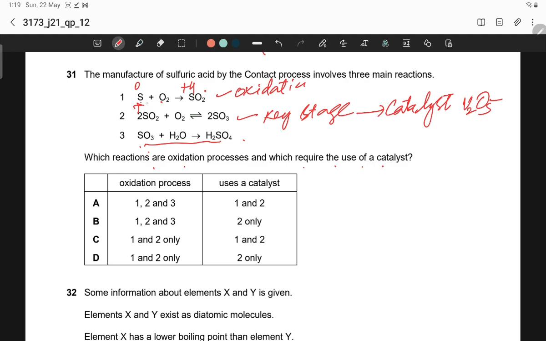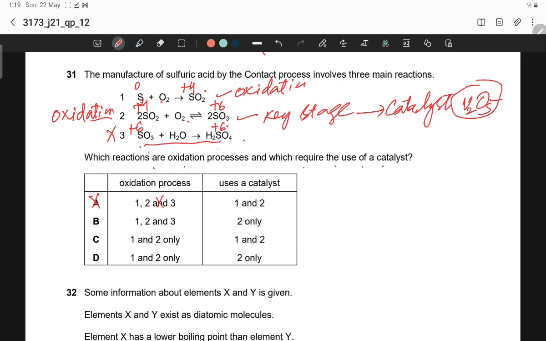Plus 4 and plus 6, this is also again oxidation. This is not oxidation because it is plus 6 and over here plus 6. So 1 and 2 are oxidation processes, and this is not oxidation, and vanadium 5 oxide is used in reaction 2. So this is incorrect.